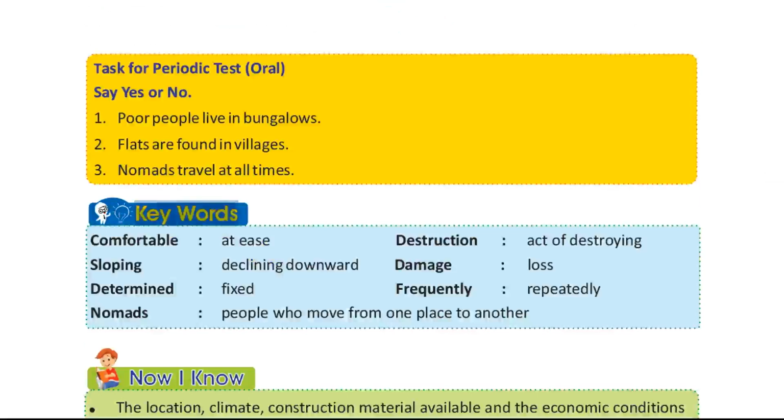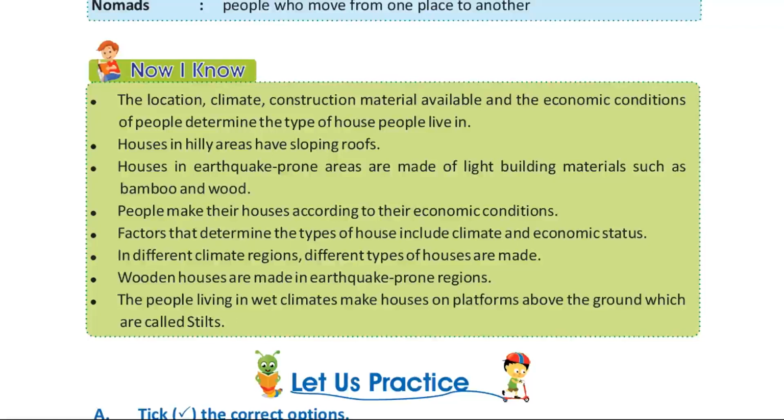Keywords: comfortable, at ease. Sloping, declining downward. Determined, fixed. Nomads, people who move from one place to another. Destruction, act of destroying. Damage, loss. Frequently, repeatedly. Now children, let us revise what we learned in this chapter.